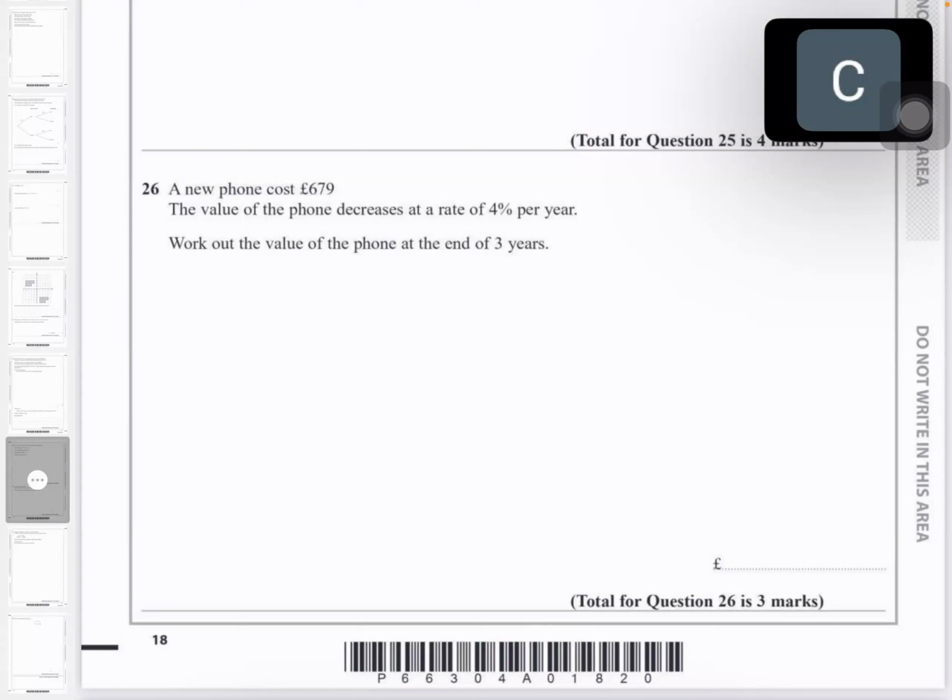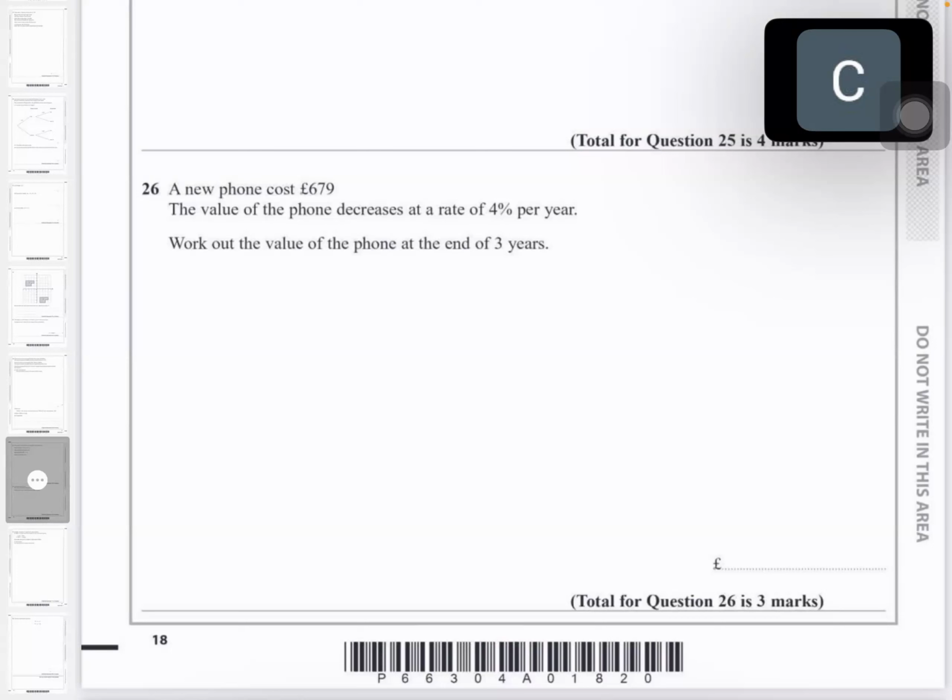651.84 times 0.04, what would that give you? 26.073. Okay, so can we just take it to 2 decimal places so that we don't have too many decimal places at the end of the day? 26.73. Okay. All right.